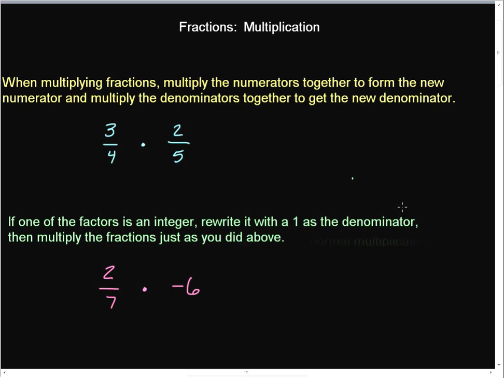So now, when we're multiplying fractions, we multiply the numerators together to form the new numerator. Then we multiply the denominators together to form the new denominator. What this amounts to is we multiply straight across. And so instead of having the multiplication symbol out there, we could have it up on the top and the bottom. And what that's going to do is it's going to give us 3 times 2 is 6. 4 times 5 is 20.